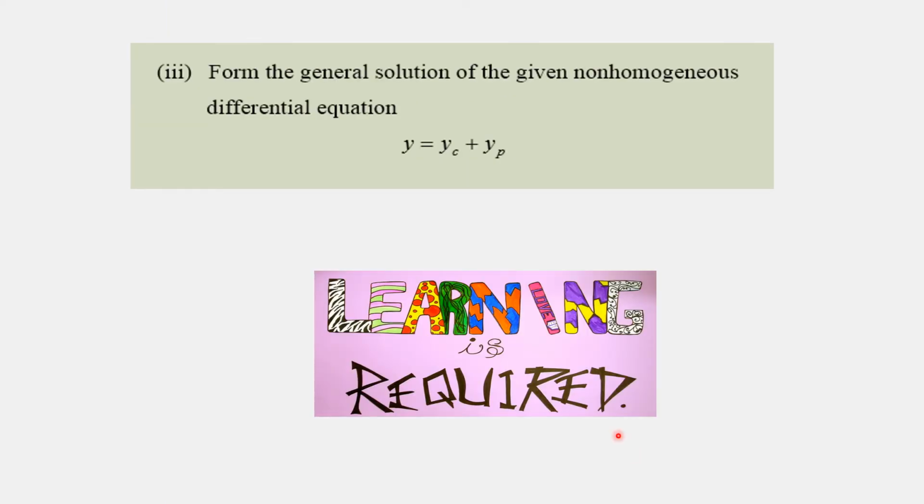Next step is to form the general solution. So general solution, as you all know from the previous chapter, for the non-homogeneous differential equation, the general solution is expressed as a sum of Yc and Yp. So y equals Yc plus Yp.